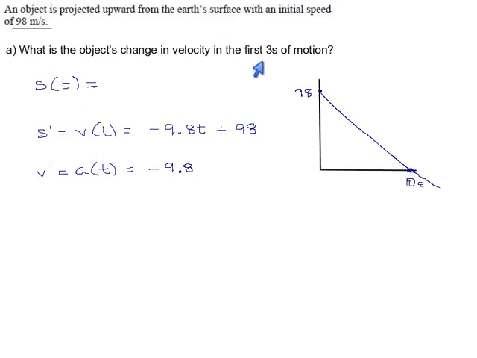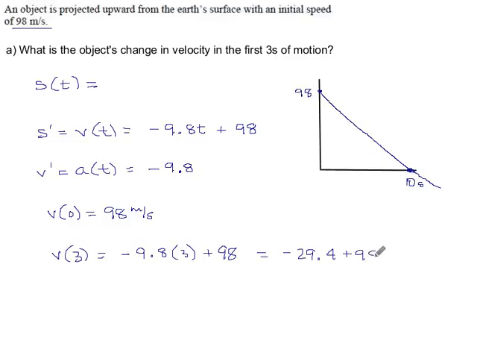So for the velocity in the first 3 seconds, well, we already know that the velocity at time 0 was 98 meters per second. We were handed that. The next thing we need is how fast is it going at 3 seconds? And thanks to this formula, we can simply take 3, plug it in here, and that will give us the 3-second velocity. Minus 9.8 times 3 plus 98. What is that? Negative 29.4 plus 98. Is that 68.6, if I'm not mistaken? 68.6 meters per second. I'm going to confirm that. It was a risky thing to do in my head.